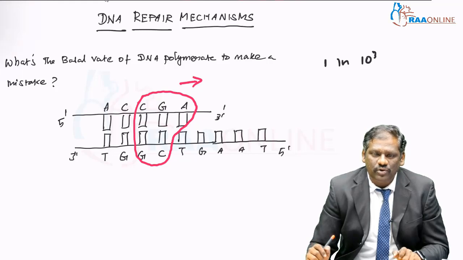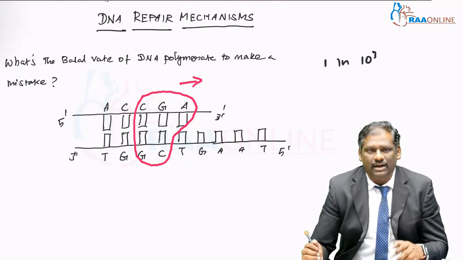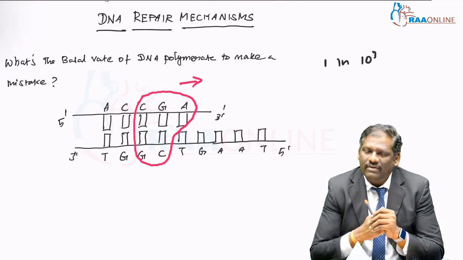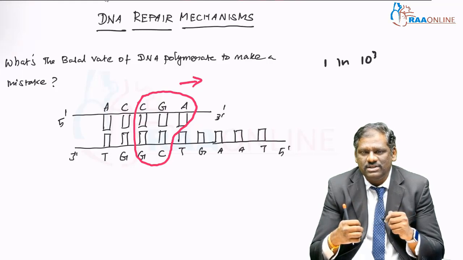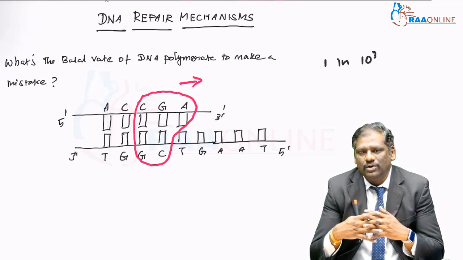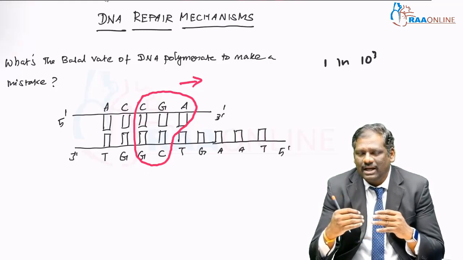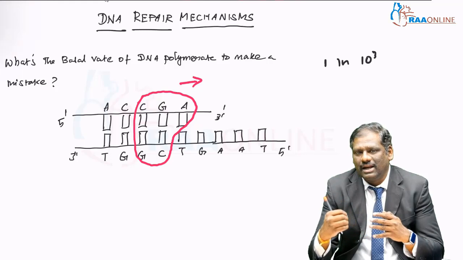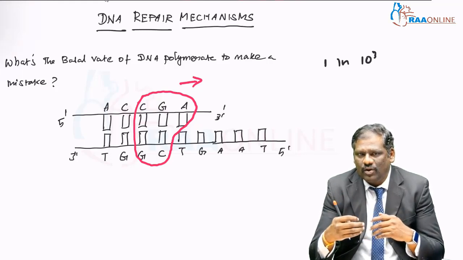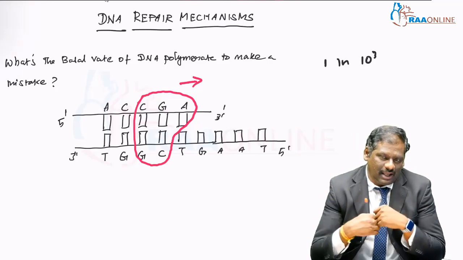So what we have to do in order to increase the error rate? I mean, in order to increase the proofreading efficiency, you need to have various kinds of mechanisms by which the DNA polymerase can do some functions, and through those functions it can actually decrease the error rate. Okay, so we will see all those things, and we also see various kinds of repair mechanisms involved in DNA.